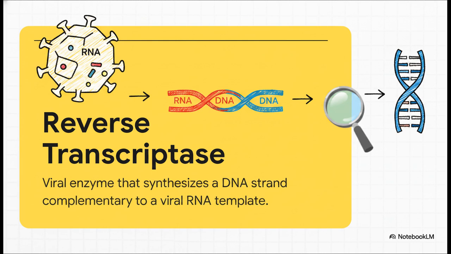Once it's dropped into the host cytoplasm, it forces the synthesis of a DNA strand directly from the viral RNA template, ultimately creating double-stranded viral DNA. And here's an absolutely crucial detail. Reverse transcriptase is incredibly sloppy. It completely lacks proofreading ability, meaning it constantly introduces mutations. This is a massive advantage for the virus when it comes to long-term immune evasion.